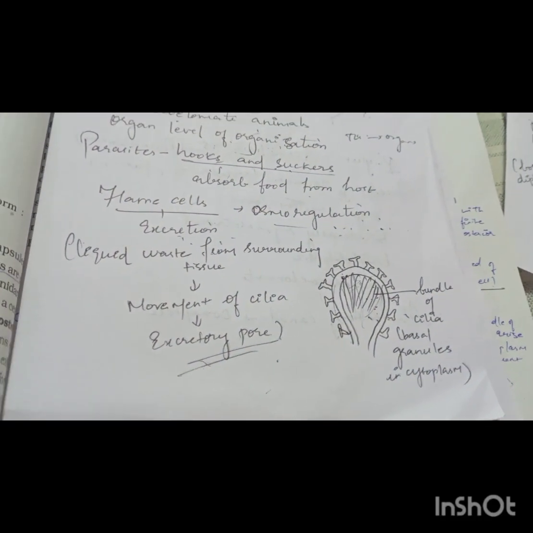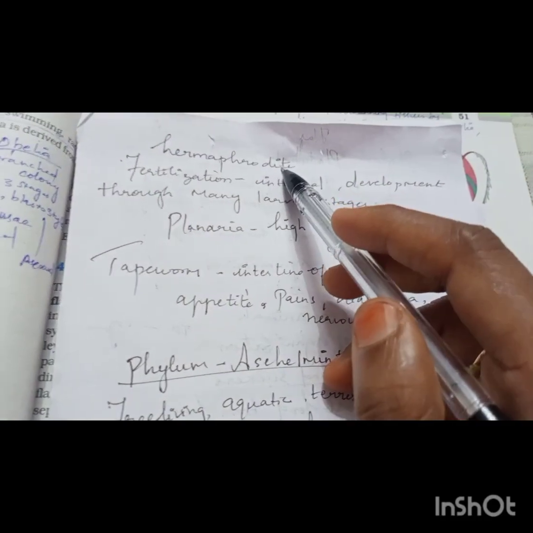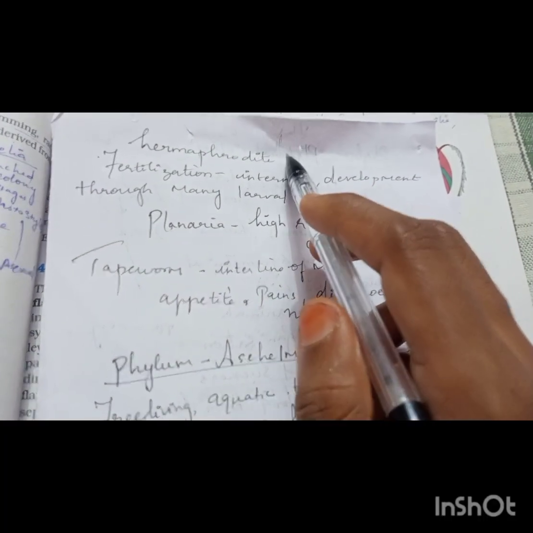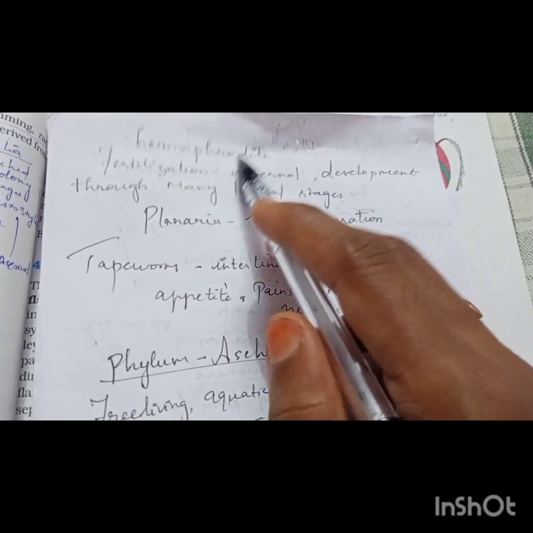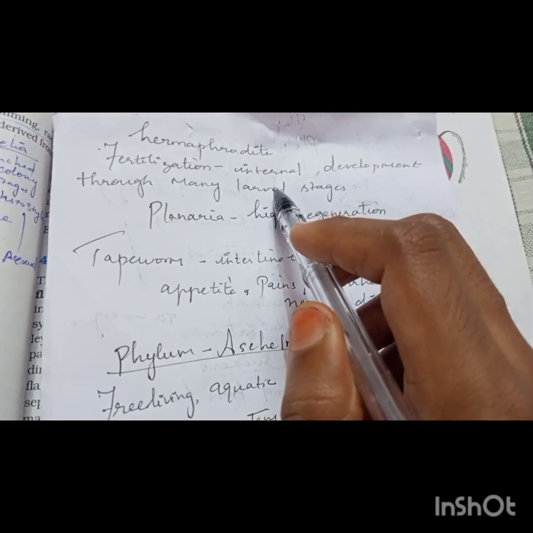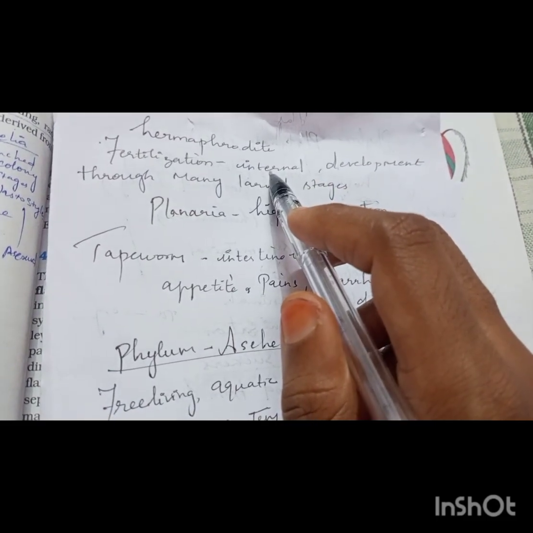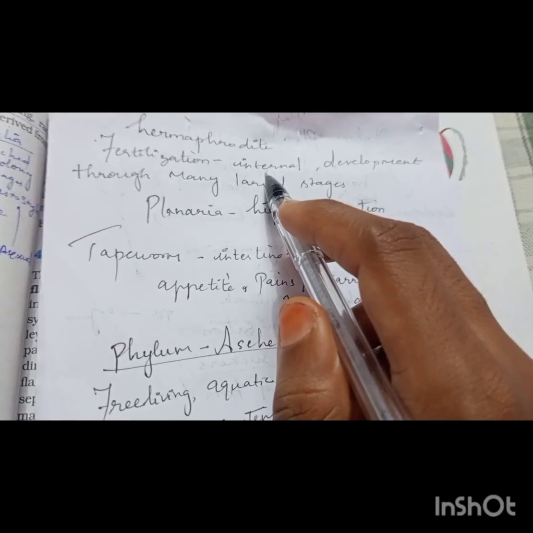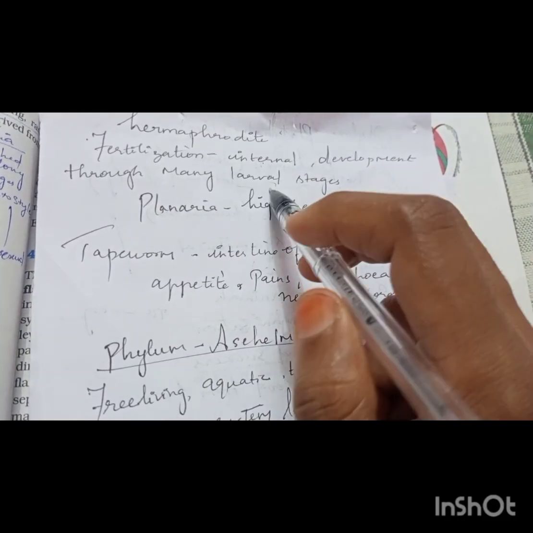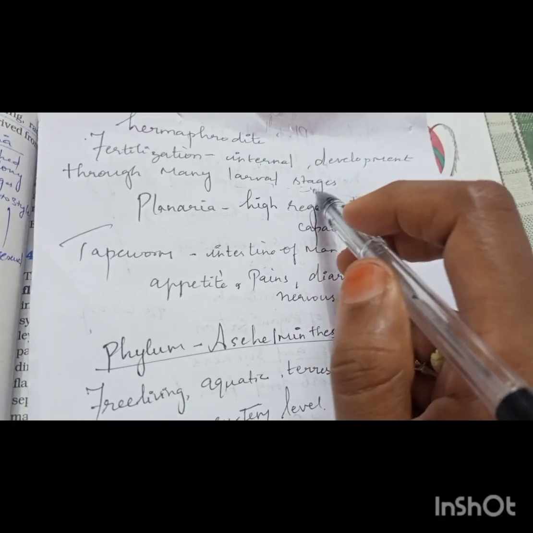So these organisms are hermaphrodite. They don't have separate male and female organisms. Both the male and female organs are present in the same organism. The fertilization is internal, that is, the fusion of male and female gametes takes place inside the body, and the development takes place through many larval stages. So it is obviously indirect.